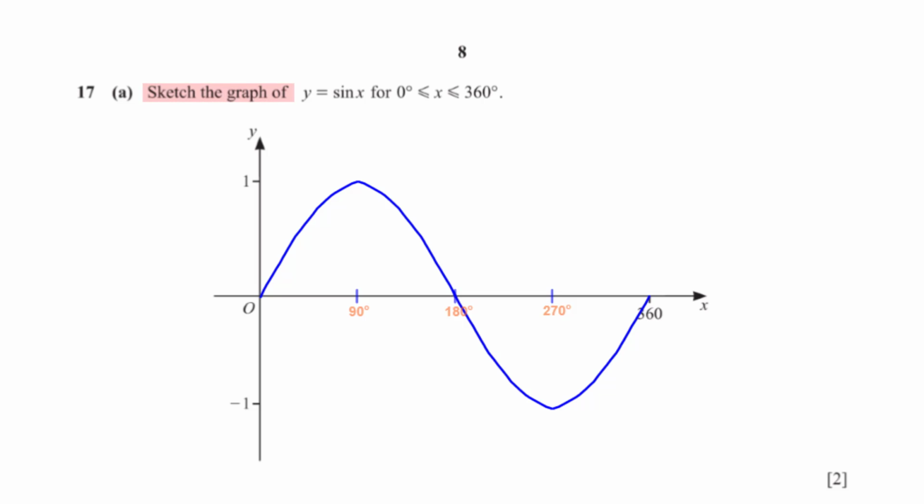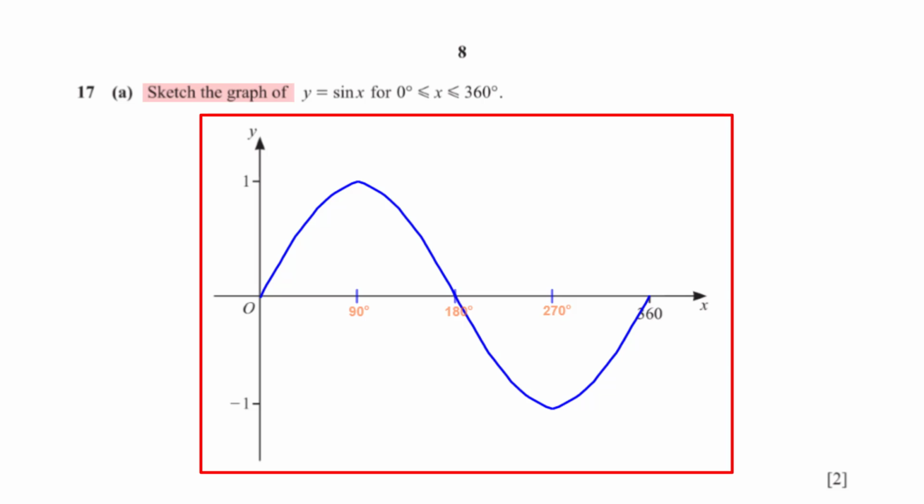Sketch the graph of y equals sine x for x greater than or equal to 0 degrees and less than or equal to 360 degrees. Y equals sine x is a standard graph that we can recall and draw from memory. Or we can pick some sample x values such as 0, 90, 180, 270, and 360 degrees, and plug these values into y equals sine x to get their corresponding y values. Then we plot these points and connect them with a smooth line.